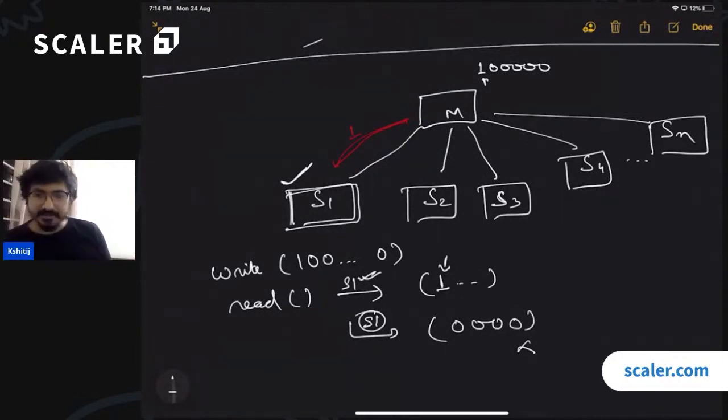Battery 12%. I think that is sufficient. 12% battery is okay. Okay.